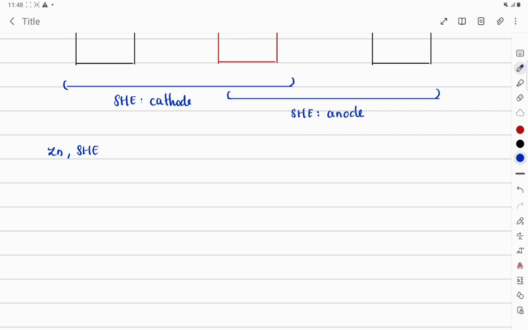Okay. So for example, if we take a combination of zinc and the SHE electrode. In this case we know zinc has what? Zinc will have a negative reduction potential, and obviously SHE has zero reduction potential. Which is greater? SHE has a greater reduction potential, therefore in this scenario SHE will act as cathode. The one with higher reduction potential is always the cathode. But if we consider a combination of copper and SHE, in that case we know that copper has a positive reduction potential and SHE has 0. In this scenario SHE will act as anode.